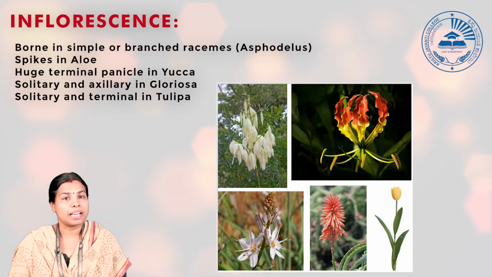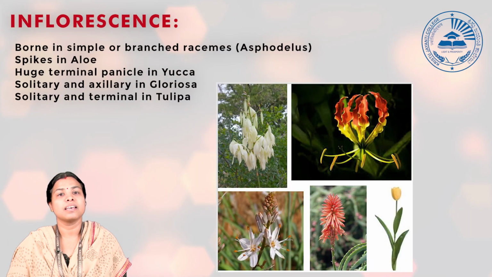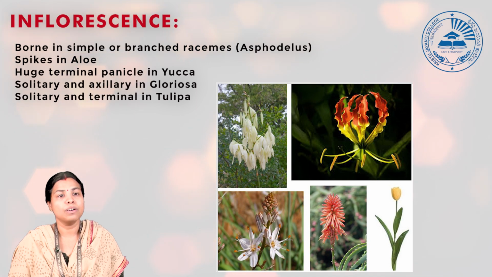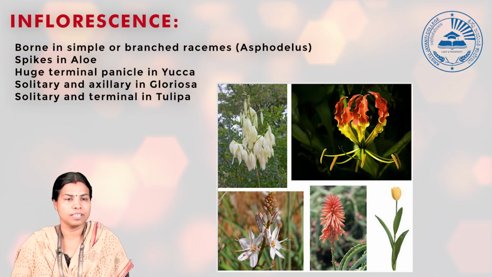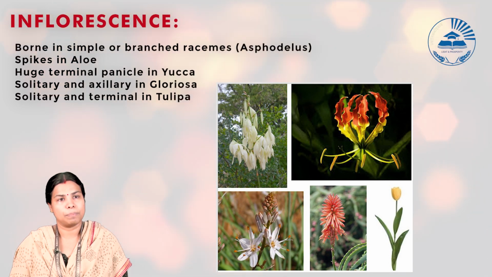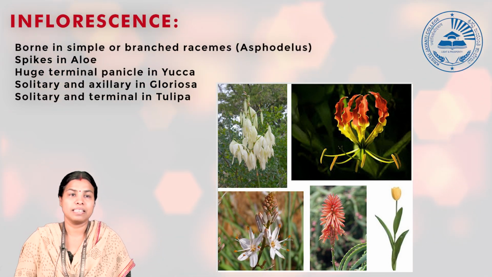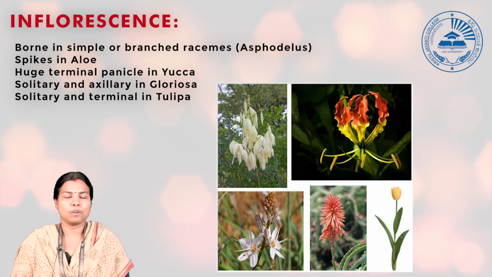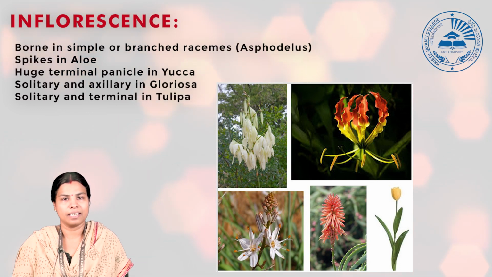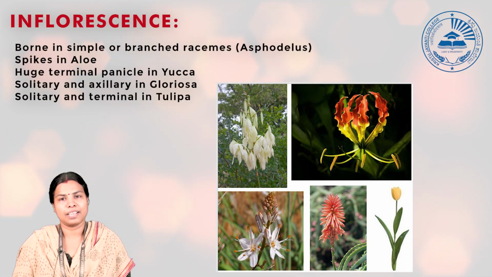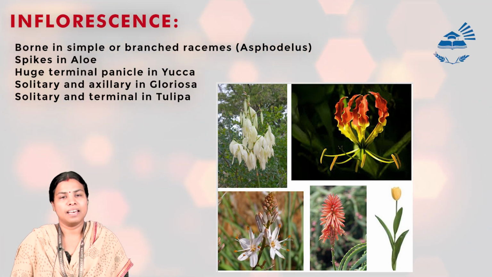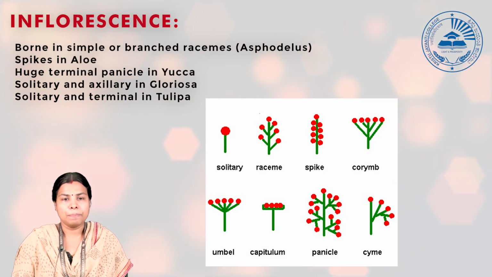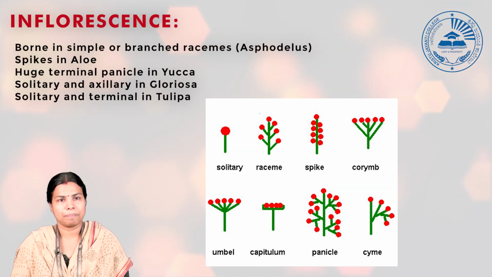Moving on to the inflorescence, it is borne in a simple or branched raceme, example Asphodelus; spikes in Aloe; huge terminal panicle in Yucca; solitary and axillary in Gloriosa; solitary and terminal in Tulipa. These are the arrangements of inflorescence in the Liliaceae family. And these are the common examples of how inflorescence arrangements are predominantly seen in angiospermic plants: solitary, raceme, spike, corymb, umbel, capitulum, panicle and cyme.